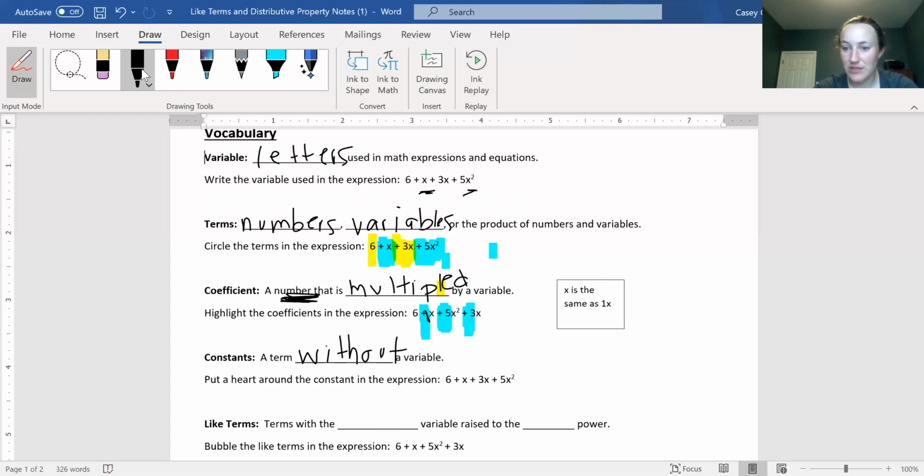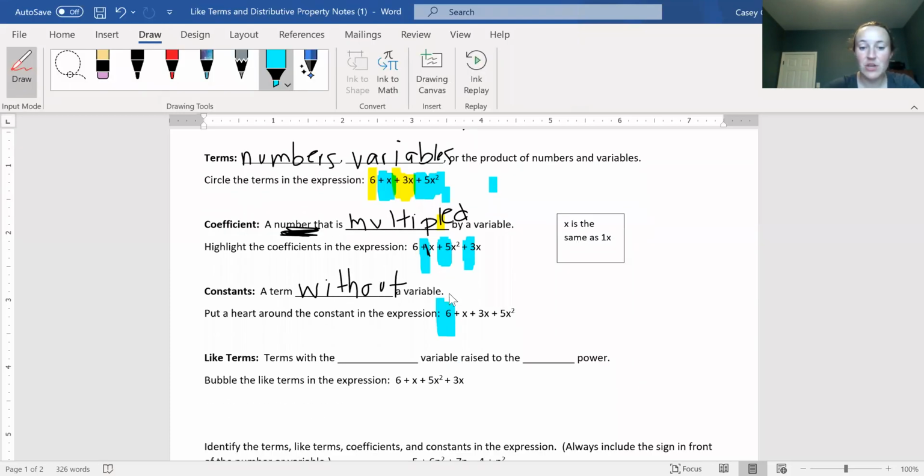Look at this example again. So what is the only term that doesn't have a variable with it? You're right, that's going to be the 6. So this is my constant because it has no letter. Everything else has a letter with it.